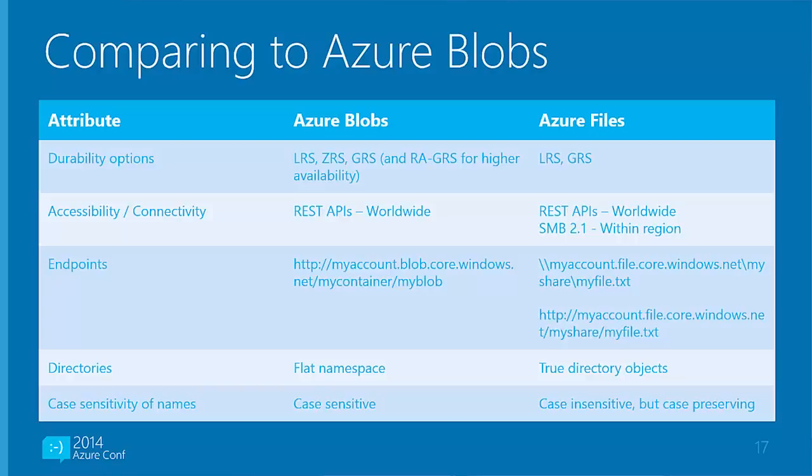Now, Azure Blobs does not support directories. It has a flat namespace in which you can simulate directories, but there are no real directories available in Azure Blobs, while they do exist in Azure Files. And if we look at the case sensitivity of the files, you'll see that Azure Blobs is case sensitive to be compliant with HTTP, and Azure Files is actually case insensitive but case preserving.